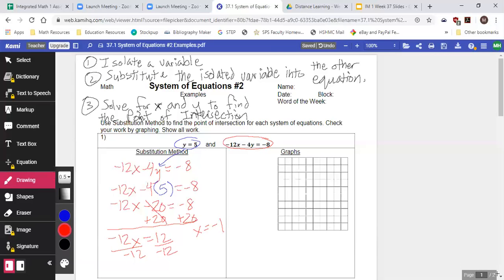So now we've solved for both x and y. Our point of intersection, abbreviated as POI, is going to be x comma y. And our coordinate in this case is negative 1, comma, and our y was 5.